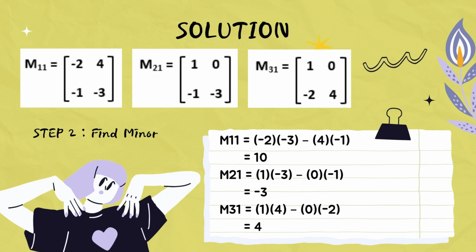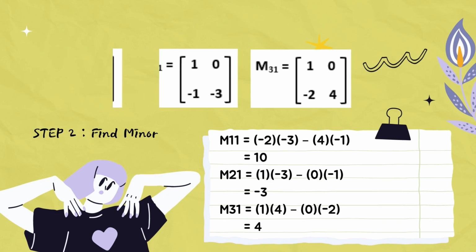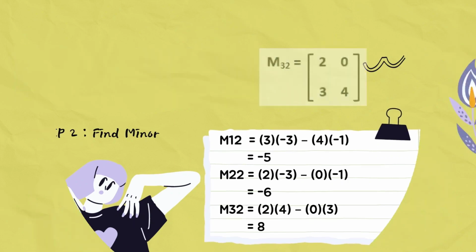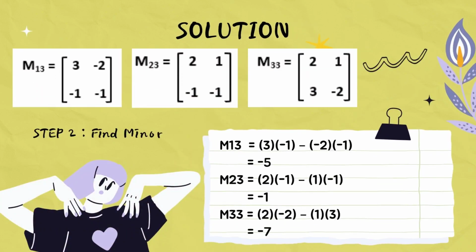if you do the same formula for M21, you will get negative 3, M31 you will get 4, M12 negative 5, M22 negative 6, M32 8, M13 negative 5, M23 negative 1, and lastly M33 negative 7.